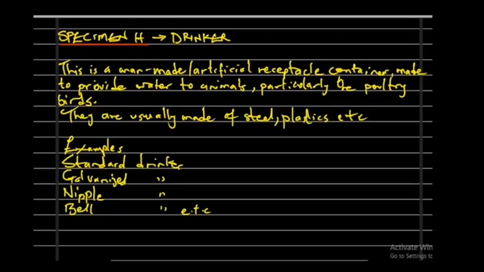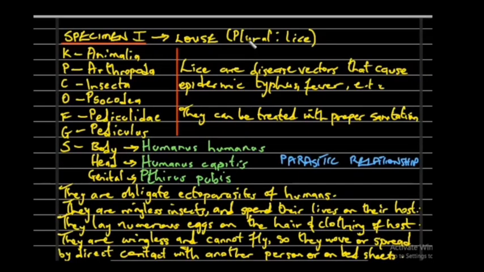And so we move to the next specimen, which is specimen I, louse. Specimen I is louse, plural is lice. This particular animal is classified as Animalia. The phylum is Arthropoda. It belongs to the class Insecta. Order is the Socodidae. Family is the Pediculidae, and then the genus is Pediculus, and species we have it to be of numerous types.